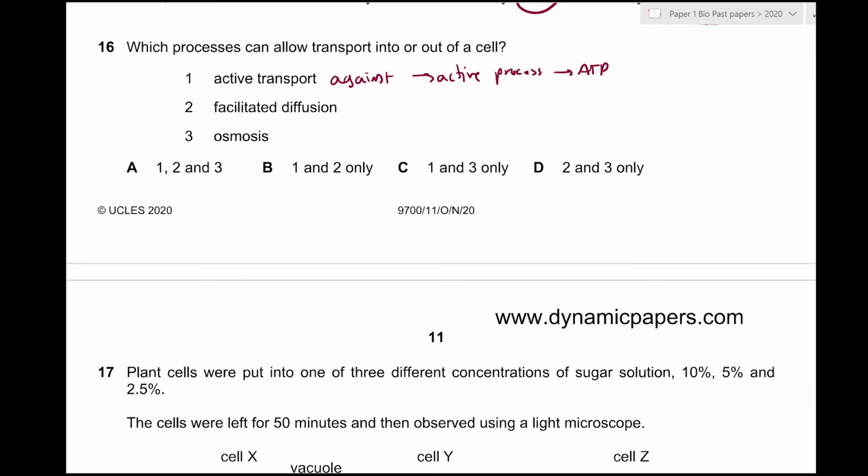As we all know, in facilitated diffusion the molecules move down the concentration gradient, but through a transport protein, which could be a carrier or a channel protein. So through a transport protein, as we said, it's down the concentration gradient, so it is a passive process. It does not require ATP. 3. Osmosis is the movement of water molecules down the water potential gradient. So all 3 of them have movement involved. Therefore, the answer is going to be A.